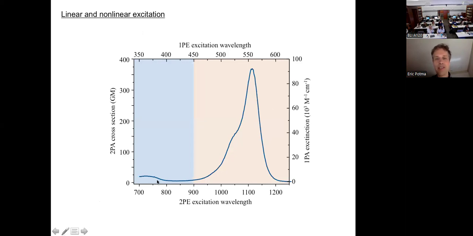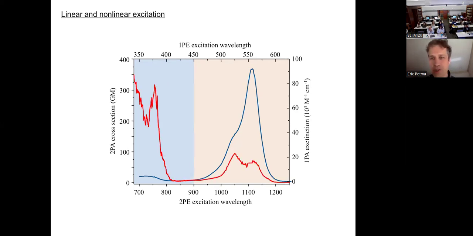This is another fluorescent protein, red fluorescent protein. This is its absorption spectrum, the one-photon excitation wavelength. You can see it peaks at 550. What does the two-photon excitation spectrum of this fluorescent protein look like? You have to look at the bottom axis now, which means all these numbers are multiplied by 2. Let's do that and see what it looks like. It looks like this.